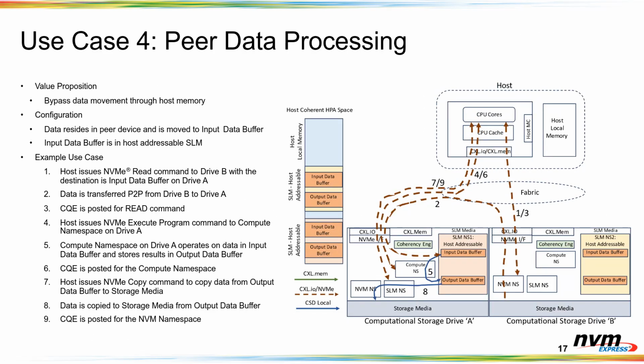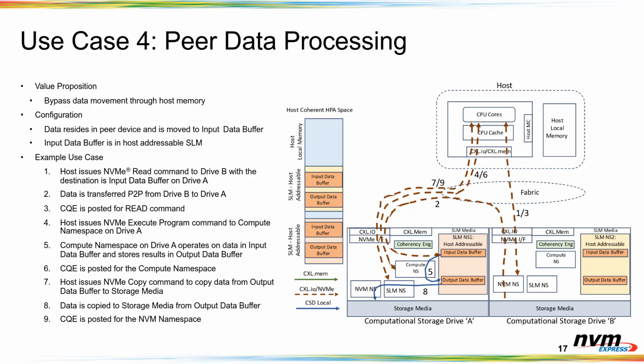All right, so use case 4 is another peer data processing example, and this is one that some companies are exploring. If we look at the picture, what we've got now is a computational storage drive A and a computational storage drive B. And we've got some of our data in A, we've got some of our data in B. We need to get them all together into one location so that we can actually perform the computation.